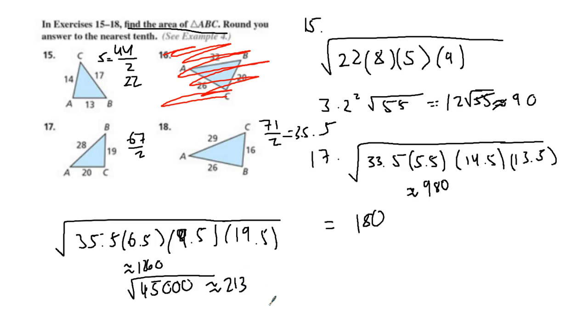These are all approximations. I'm not rounding my answers. I'm literally approximating all of these. This is probably plus or minus 20 off, this is probably plus or minus 20 off as well, and this is probably plus or minus 10 off. So yeah.